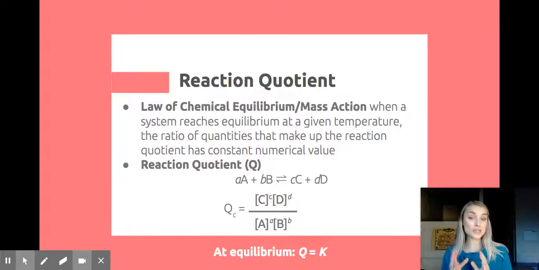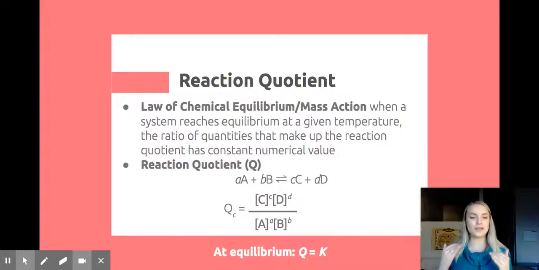When we're looking at reaction quotients, we can determine the reaction quotient just by looking at a balanced chemical equation. So the power that any particular reactant or product is raised to is the stoichiometric coefficient of that particular reactant or product, of that molecule or element.